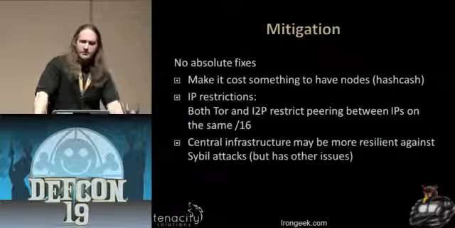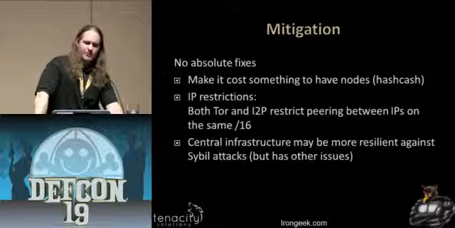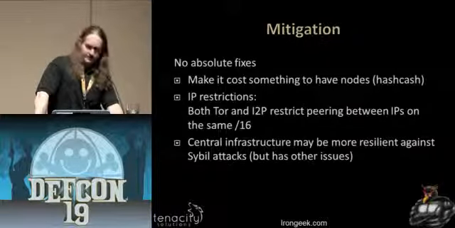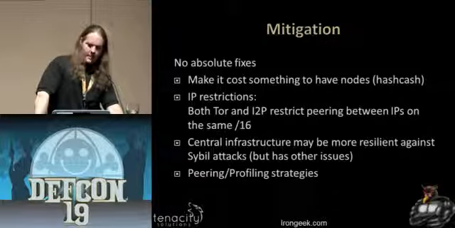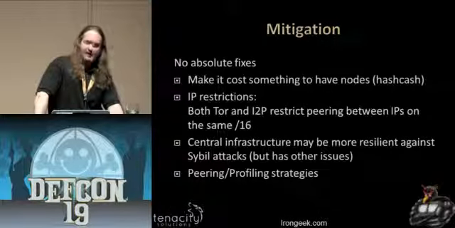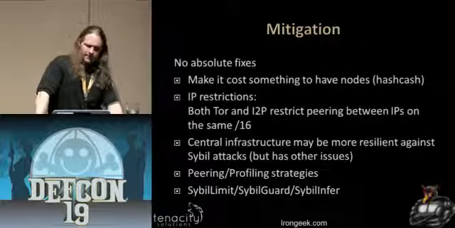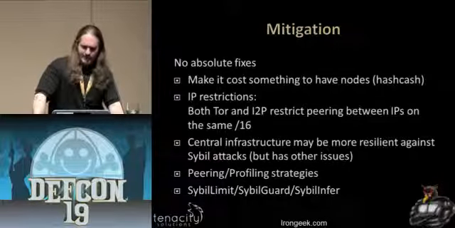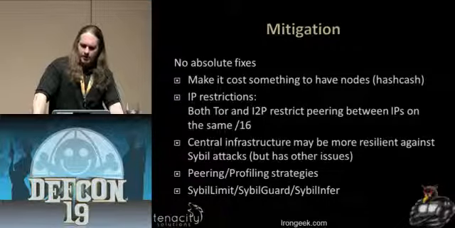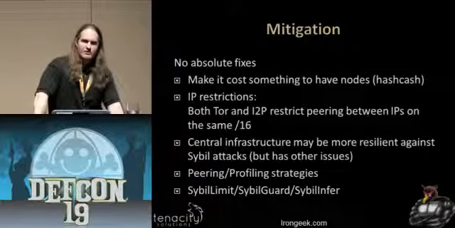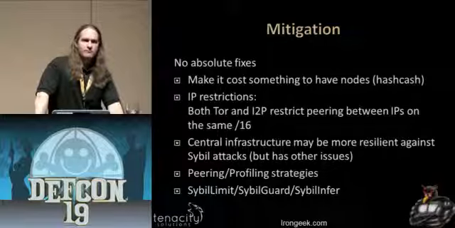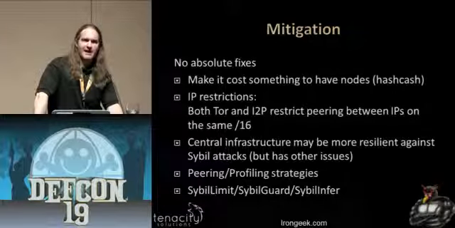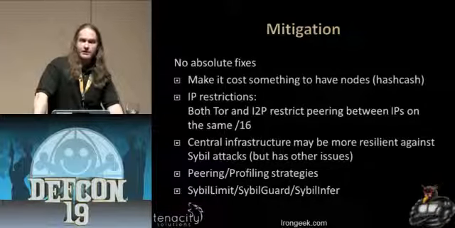Also, central infrastructure may be somewhat more resilient to Sybil attacks, though, as I discussed earlier, it has its own issues. And hopefully, better peering and profiling strategies might help to spot bad actors in a network. There have also been some ideas put forth like Sybil Limit, Sybil Guard, and Sybil Identifier, which try to rely on real-life social networks to decide, as I understand it, whether or not you should peer with somebody.